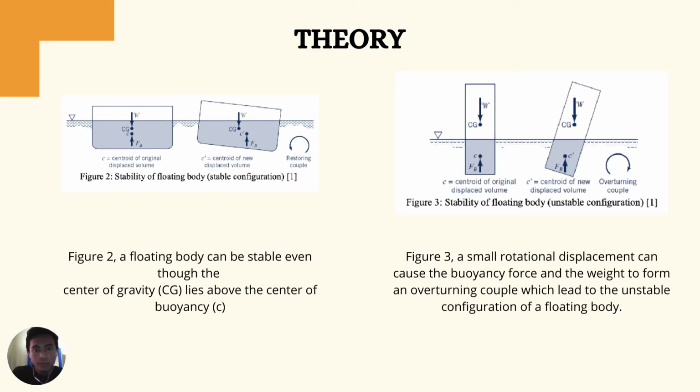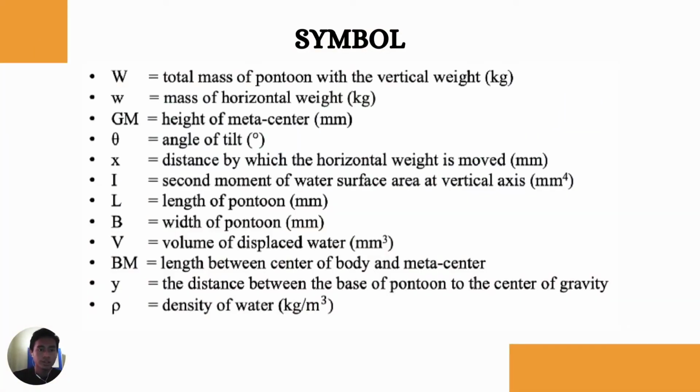For figure 3, which is stability of floating body for unstable configuration, it explains that if the center of buoyancy is less than center of gravity, it can cause the buoyancy force and the weight to form an overturning couple, which can lead to unstable configuration of floating body.